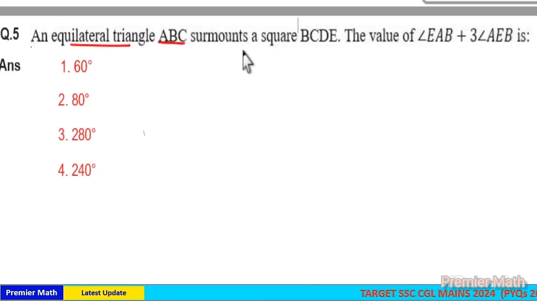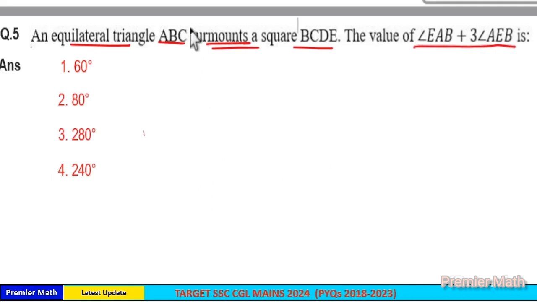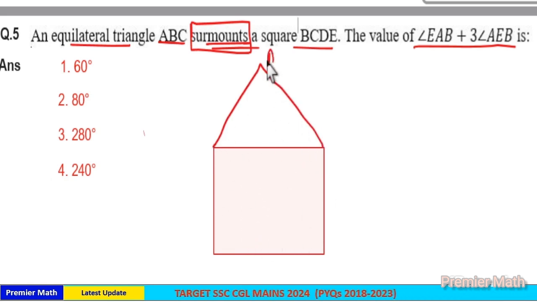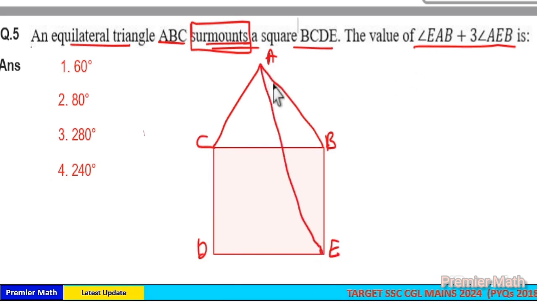An equilateral triangle ABC surmounts a square BCDE. The value of angle EAB plus 3 times angle AEB is. Here the important word is surmount. Surmounts means on top of. Now this is the square, and the equilateral triangle surmounts the square means the equilateral triangle is on top of the square. Now this is ABC and this is BCDE. Here angle EAB means connect A to E. Now this is angle EAB and this is angle AEB.